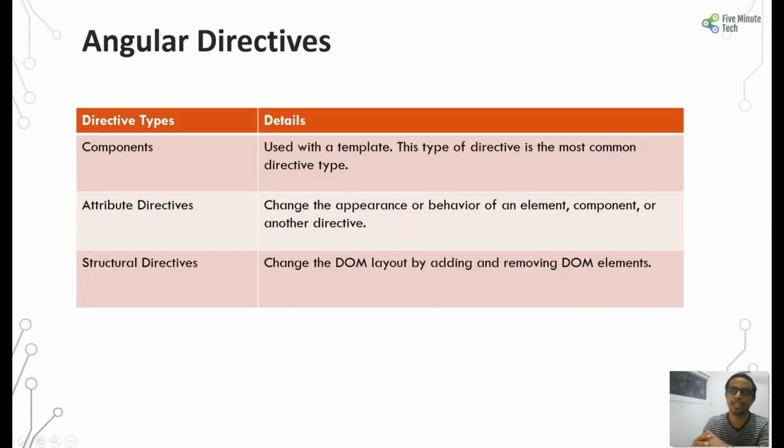Now there are different types of Angular directives. The directive types are basically components, attribute directives and structural directives. Components are in the form of a directive themselves. Attribute directives change the appearance or behavior of an element, component or another directive. And with structural directives, we change the DOM.